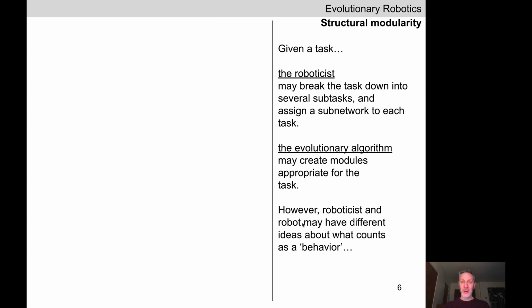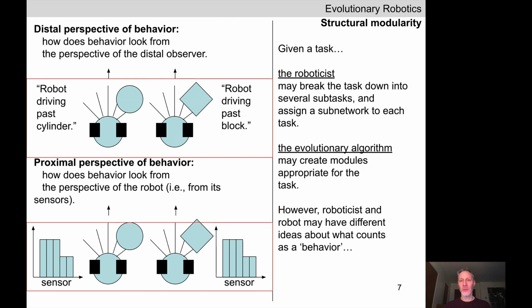However, thinking about thinking is misleading. The roboticist and the robot may have different ideas about what counts as a behavior and ways to break down the problem. So, again, this idea of thinking being misleading has lots of different reasons. Here's one of them: when we think about a hypothetical robot that we want to solve a particular problem, we are actually looking, either literally or in our head, at the robot from a distance. This is called the distal perspective of behavior.